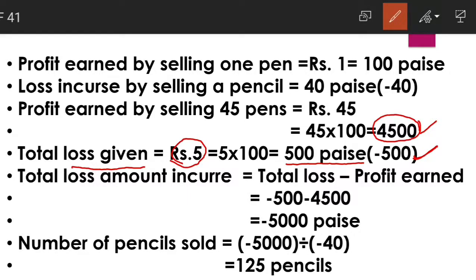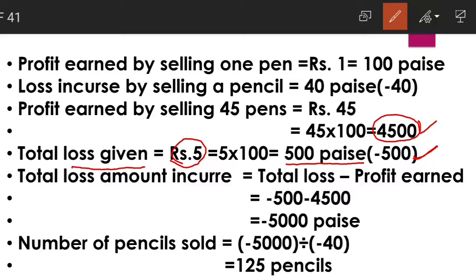So here you have to observe one thing. She is getting an overall loss. That means whatever the profit amount, that much she is also losing here. That means the total loss amount incurred is equal to the overall loss, which is 500 paise. So minus 500 paise, the profit also she is not getting. Profit is in, so we have to subtract that profit. That is 4500 we have to subtract here. So minus 500 minus 4500. That means overall she is getting minus 5000 paise loss.